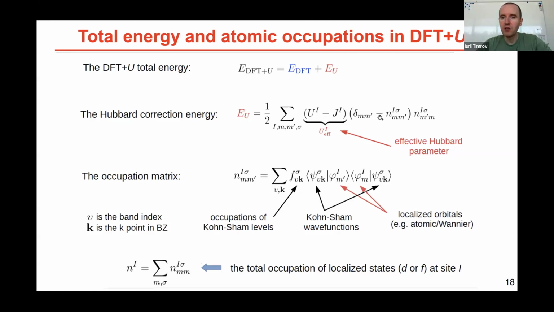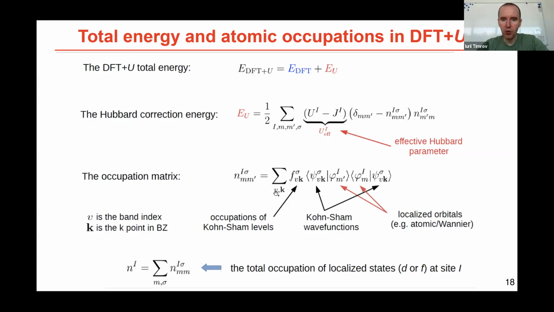Then we have minus N I sigma M M prime multiplied by the same object. This N of I sigma M M prime is a matrix. It's called the occupation matrix. It's shown below. And it's a very important object in DFT plus U. It's really, really important, a very useful object. So it's the occupation matrix, which tells you the occupancy of the 3D shell of the iron atom in our example.